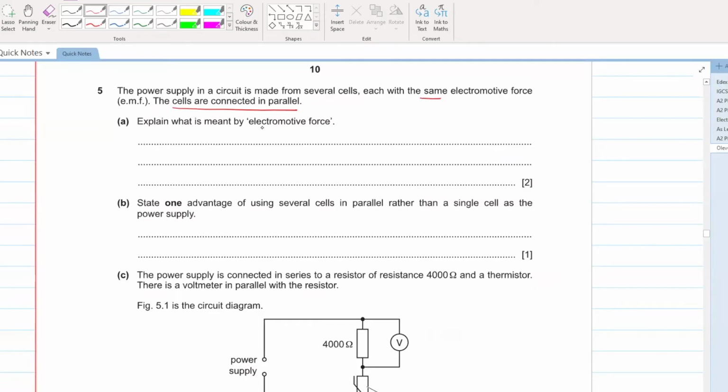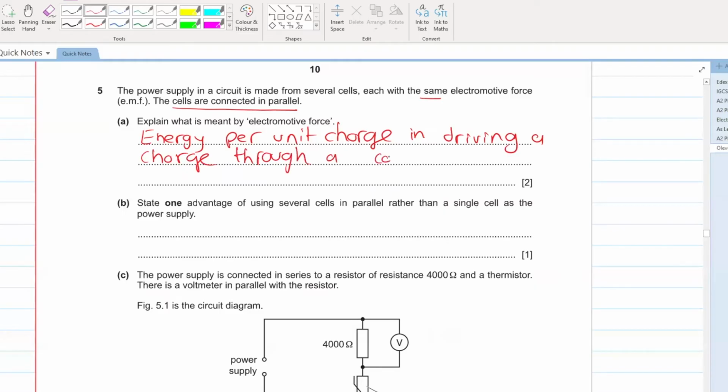You will say, electromotive force is the energy required per unit charge in driving a charge through a complete circuit. Perfect. Let's further move ahead.